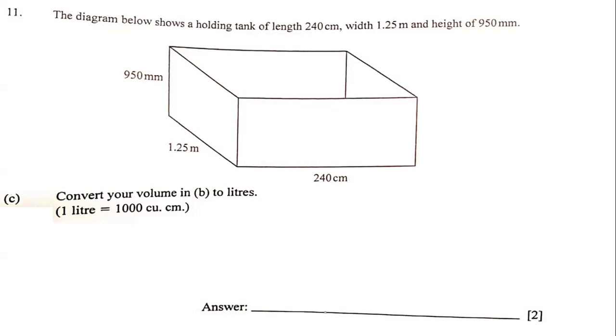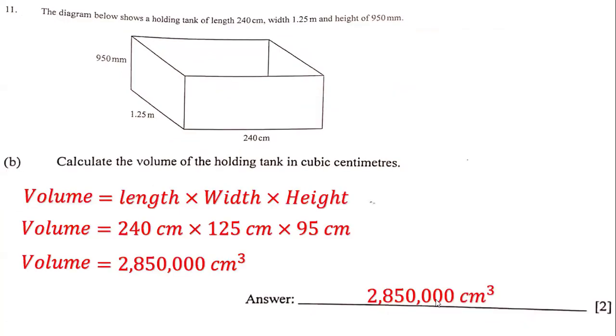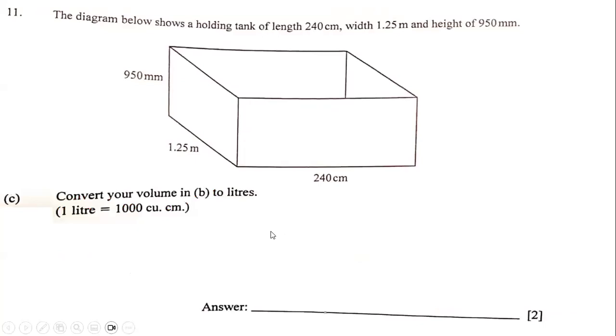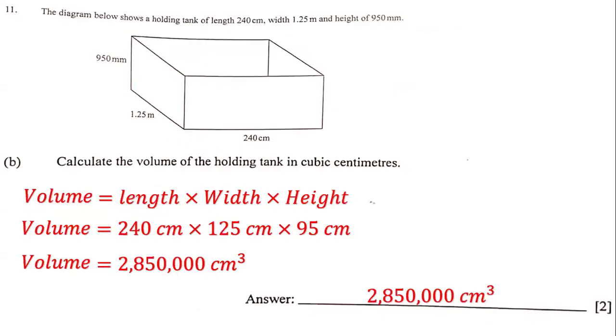Again, we're going to take our answer, which is 2.8 million, and we want to take that volume and convert it into liters, right? How are we going to do that? Are we going to do it backward?